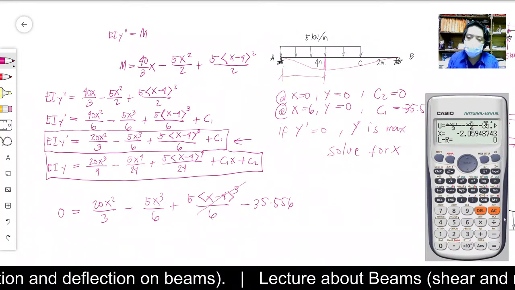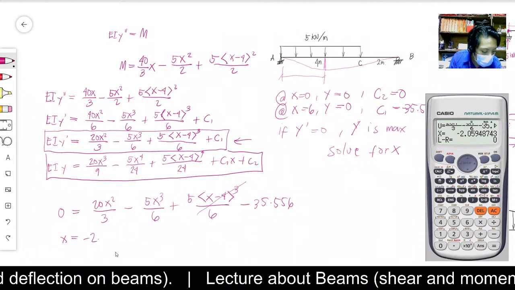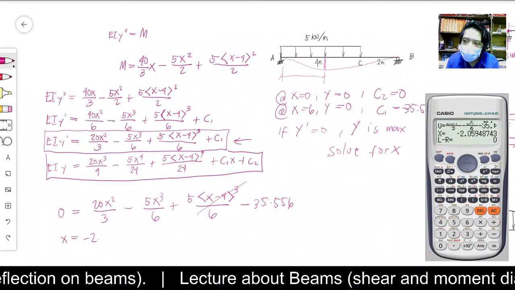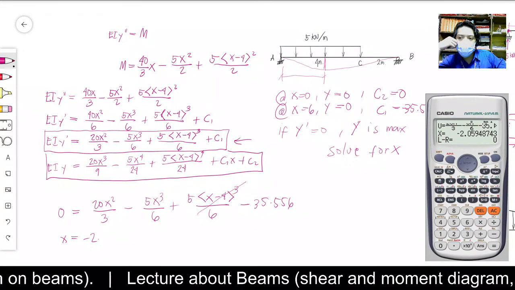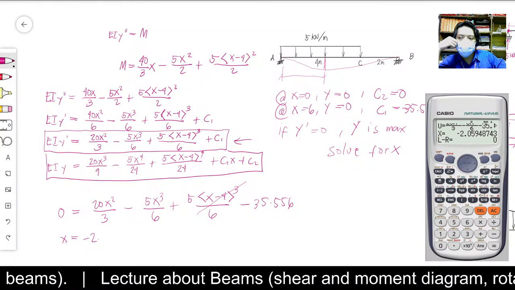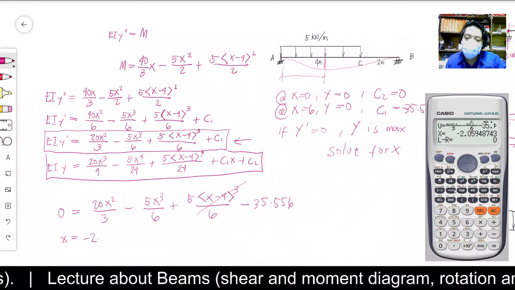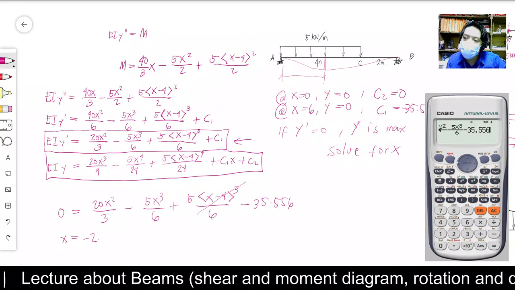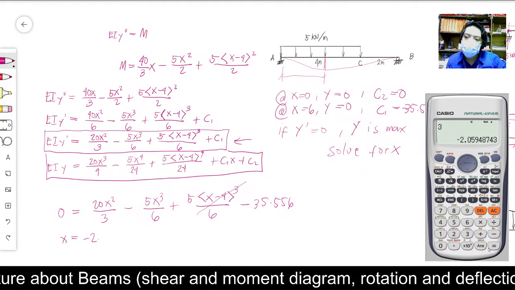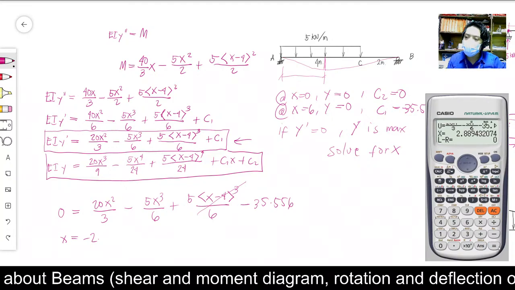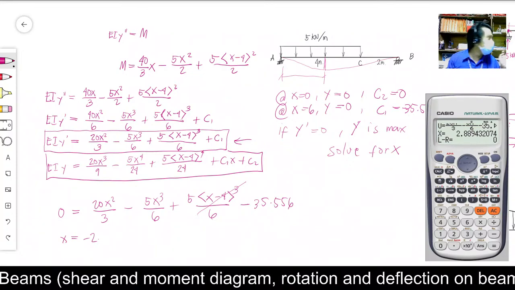The value is negative 2 point something. Okay, so your x is negative 2 point something. Negative? Hala, negative man. Oh, okay, because that is quadratic, right? So there are more than one value of x. So let us try to solve, say, 3, somewhere in between 0 and 4. So, 2.88.